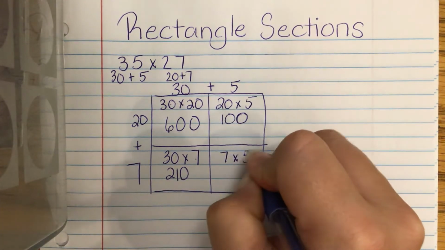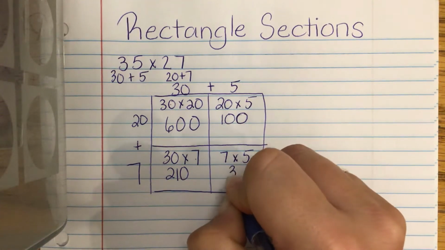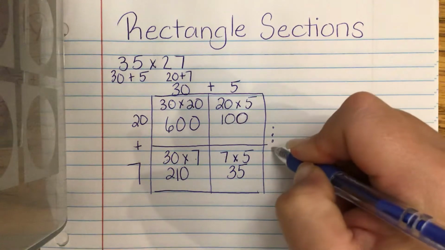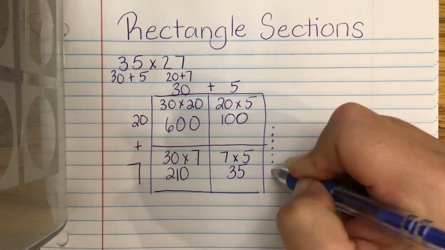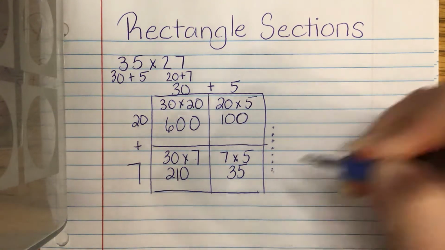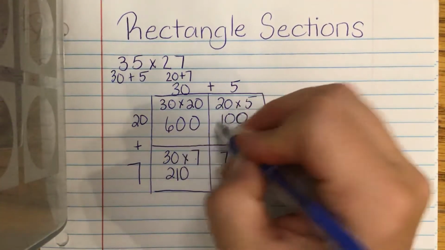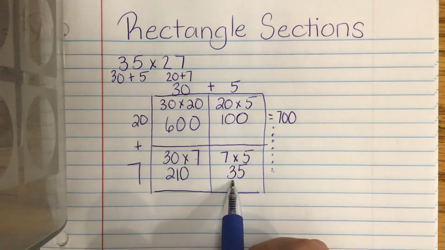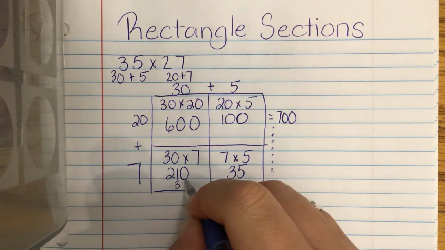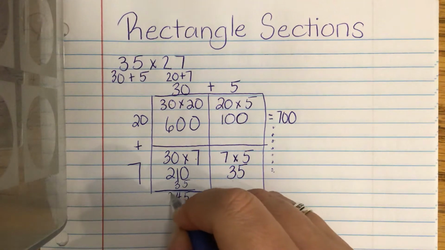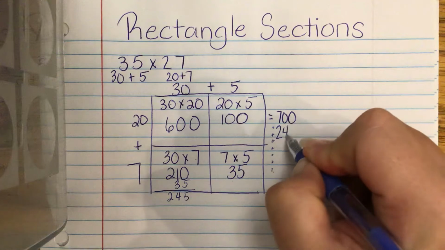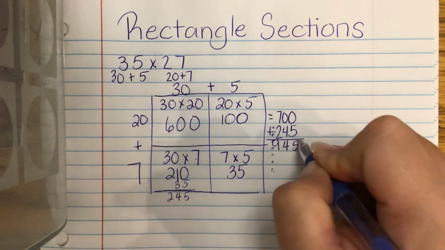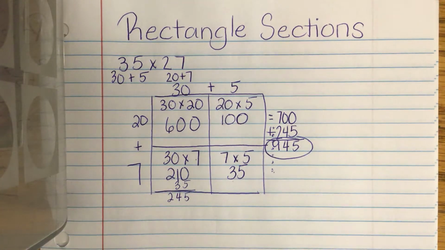7 times 5 is 35. If I didn't know, I could count by 5s. 5, 10, 15, 20, 25, 30, 35. 1, 2, 3, 4, 5, 6, 7, 35. So now I'm going to add these up. 600 plus 100 equals 700. 210 plus 35, just to be sure. Right? 245. So my final answer is 945.